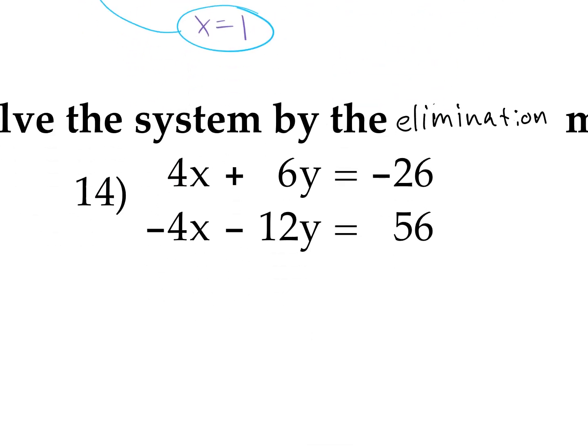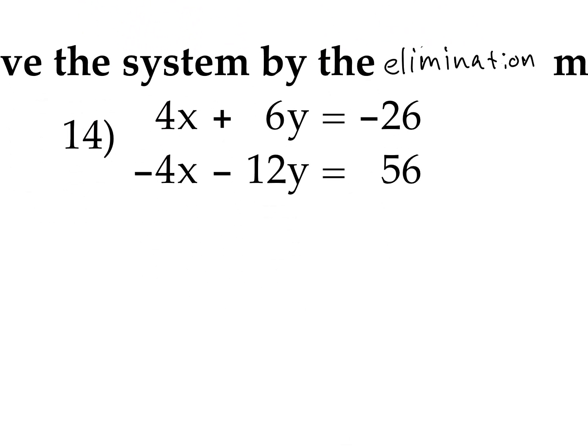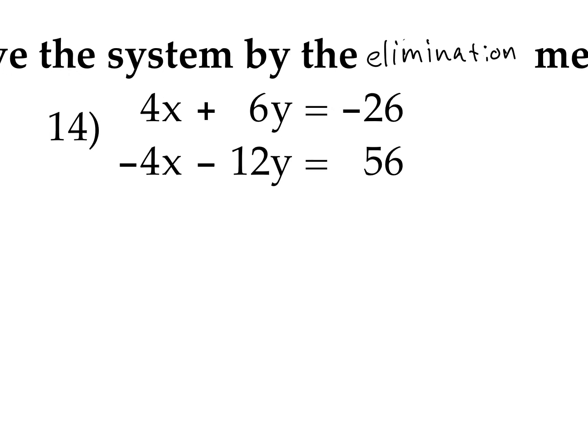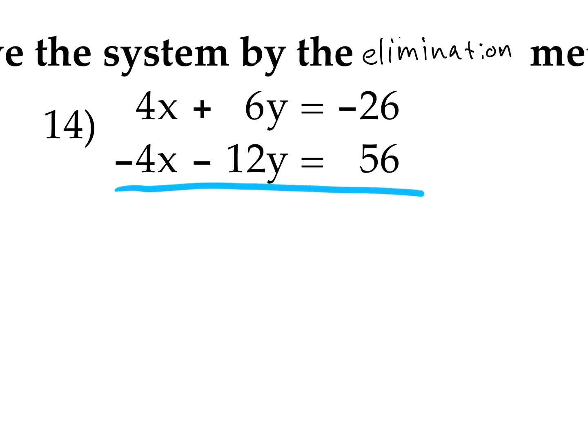All right, next for 14, we're going to solve using elimination. Do I have a variable that'll cancel out right away here? Yes. Let's eliminate the x's because we already have a positive 4x and a negative 4x, so they cancel. Remember, in elimination, you need the same numbers but opposites for your variable. So if I have a positive 4, I need a negative 4.